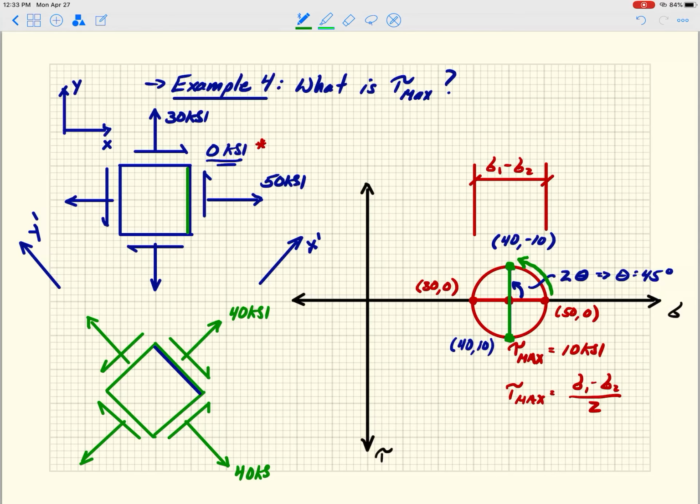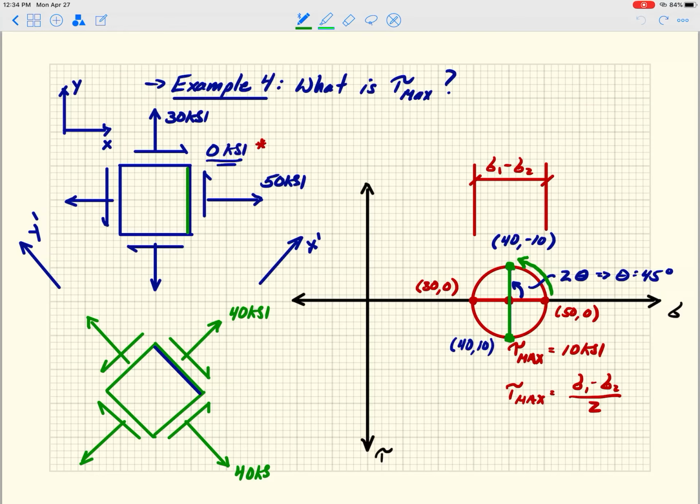Now that's the actual direction of it. I want you to see that because it's really pulling outward. Why does that make sense? Because that 50 KSI is a lot more than that 30 KSI, so this thing is being pulled laterally.